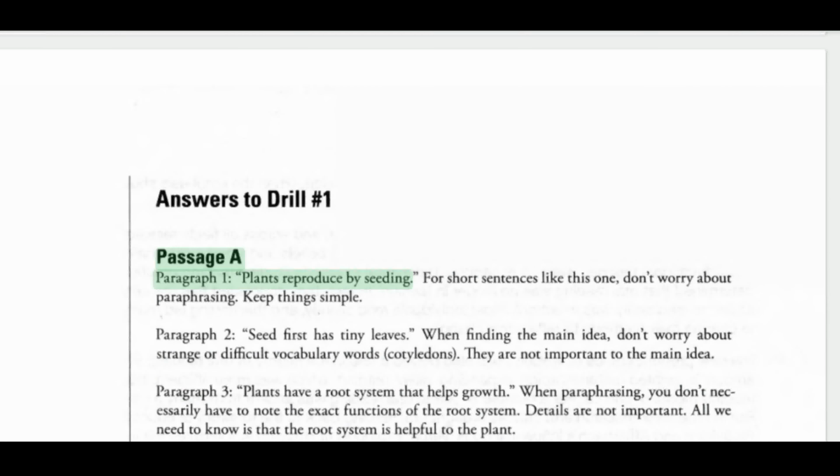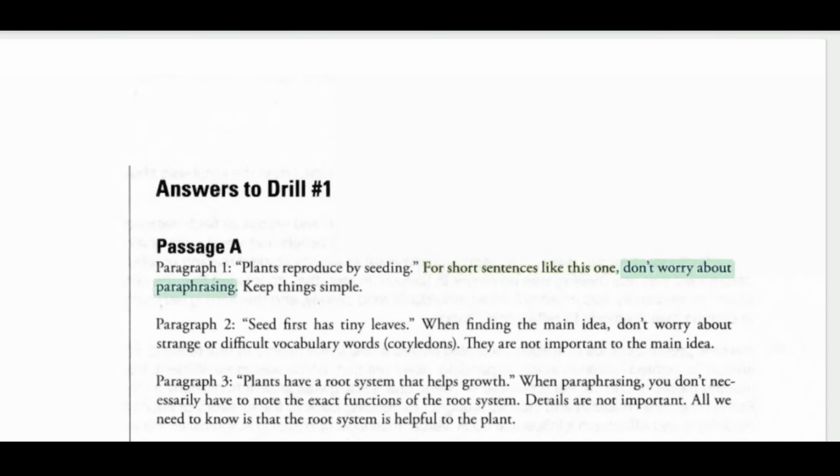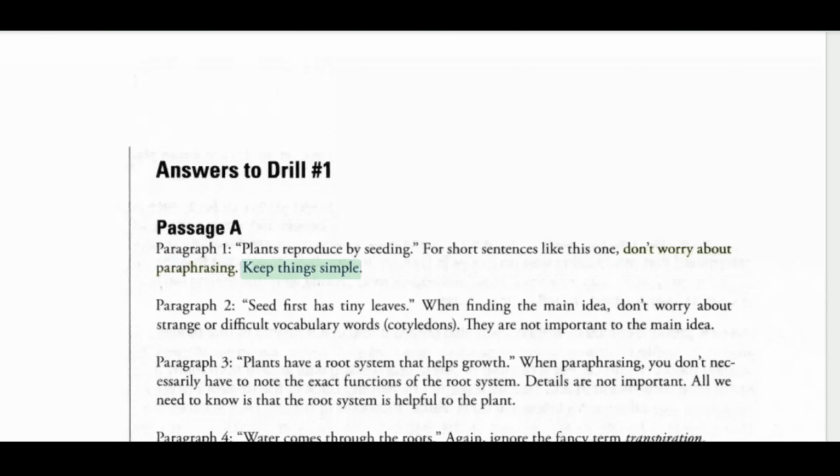Passage, paragraph 1. Plants reproduce by seeding. For short sentences like this one, don't worry about paraphrasing. Keep things simple.